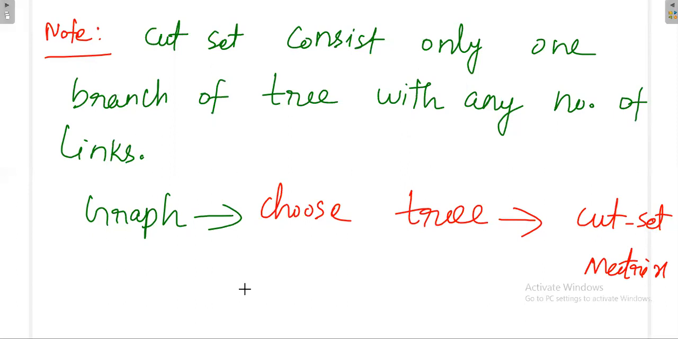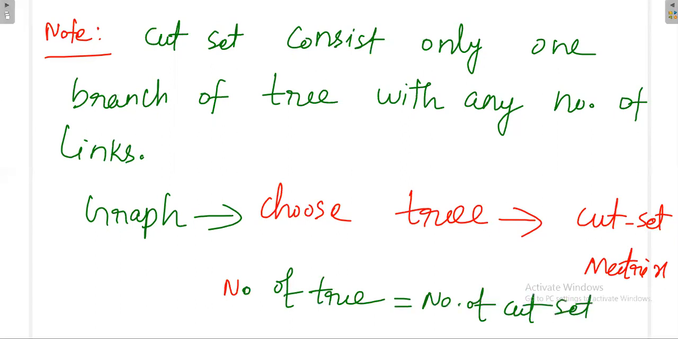So in the process of writing the cut set matrix, what is the first step? First you have to choose your tree, because once you choose your tree, then only you can talk about the branches of the tree and so on. So choose your tree. And again, how many cut set matrices are possible? The number of trees is equal to the number of cut set matrices.